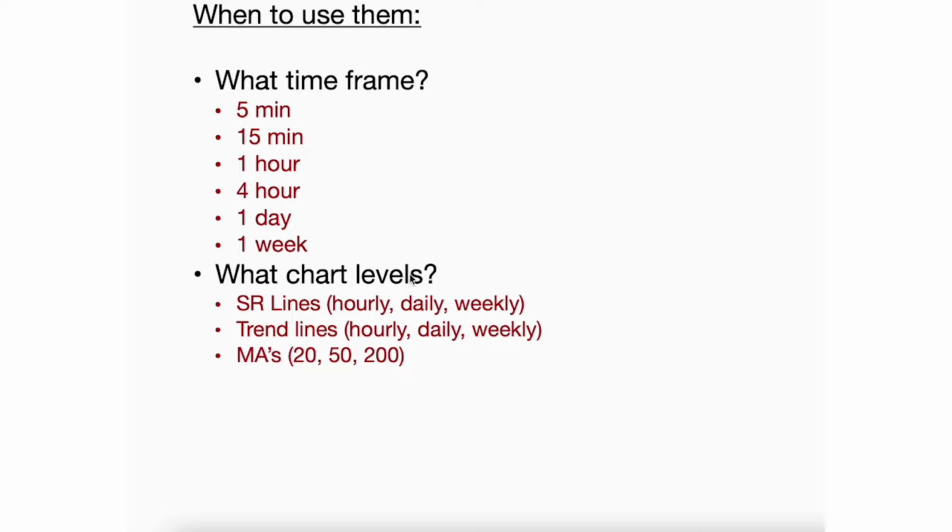But the chart levels that we want to look at are really important. And I've sort of ranked them in terms of importance here. But first of all, SR lines, which means support and resistance lines. Look for simple horizontal lines on your charts where there's been previous support or previous resistance. And draw those on your hourly charts. Draw them on your daily charts, on your weekly charts, and even on your 15-minute charts.